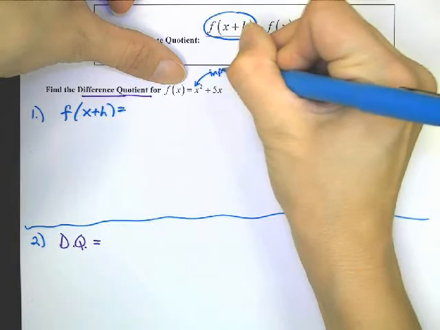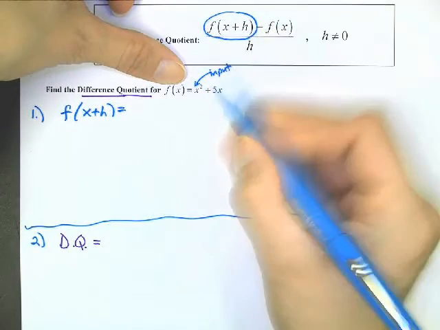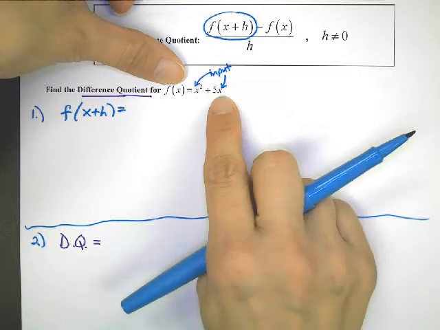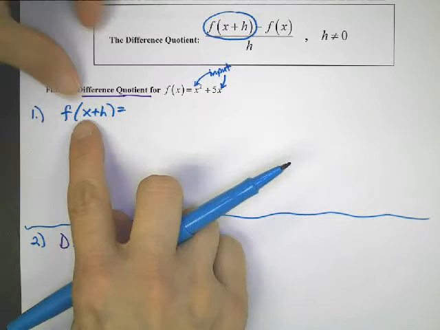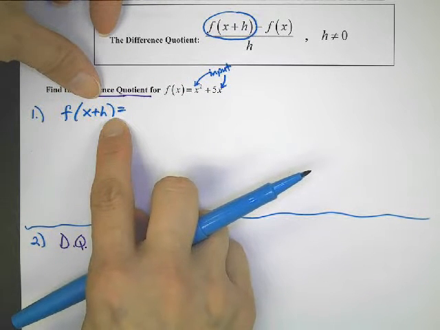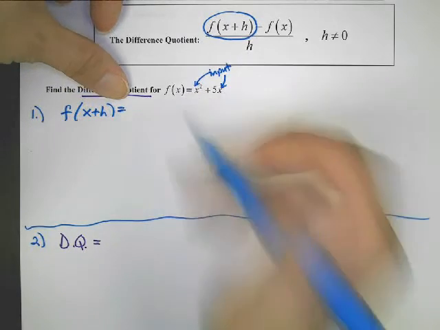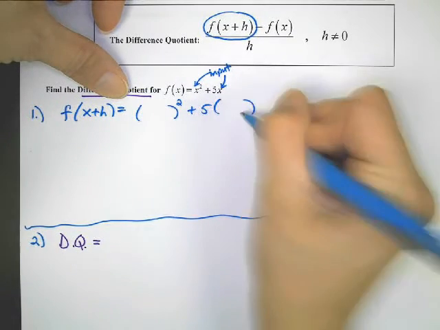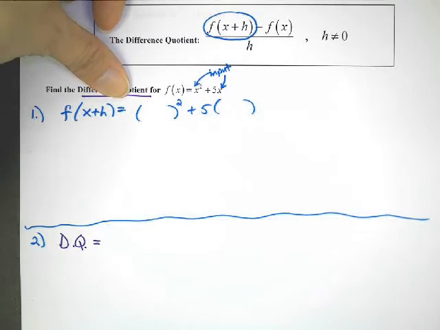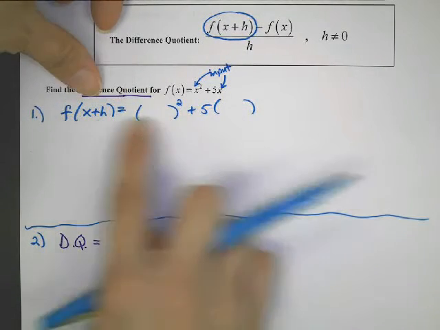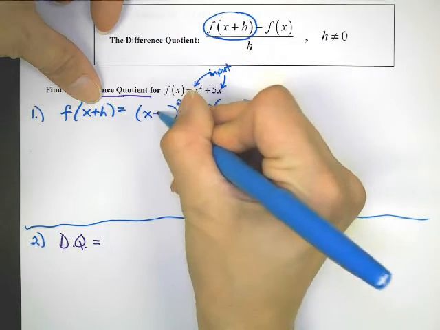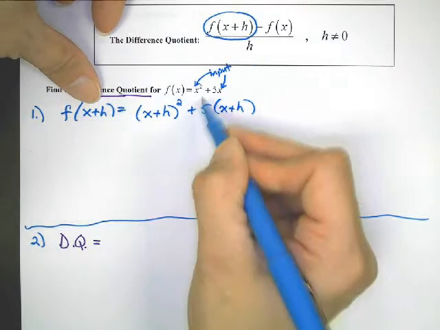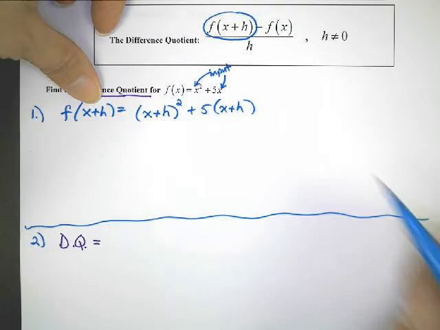Take your input and square it. Then he says plus 5 times your input. So x represents input, but we're going to be putting in a whole quantity. What we need to do is say input squared. I'm going to say parentheses squared plus 5 times input. So we've got 2 input places there, and the input we're putting in is the quantity x plus h. This quantity needs to go in that spot and that spot.